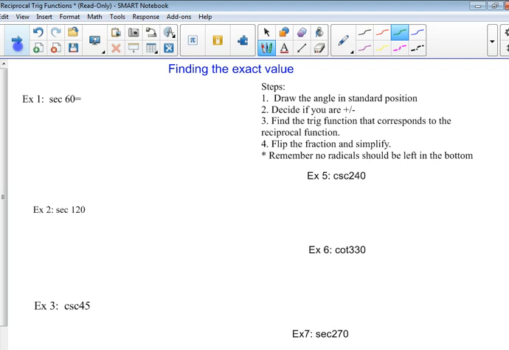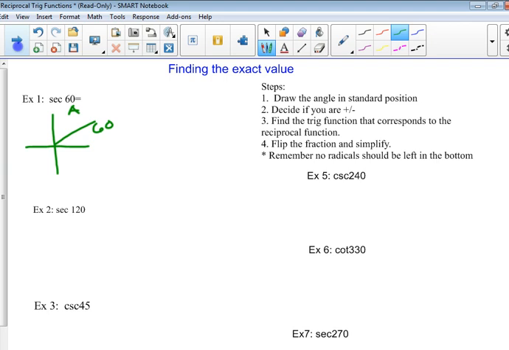So our steps for finding the exact value are going to be the same thing. We're still going to draw the angle in standard position. So I'm going to figure out where my 60 is. We're in here. Then I want to decide if I'm going to be positive or negative there. Well, I'm talking about secant, and I'm in quadrant 1.